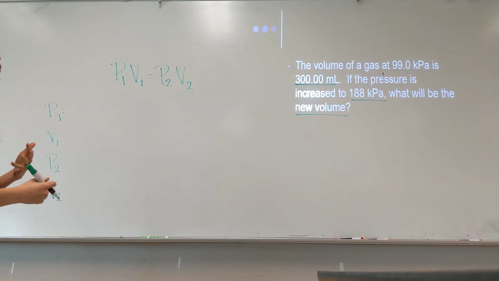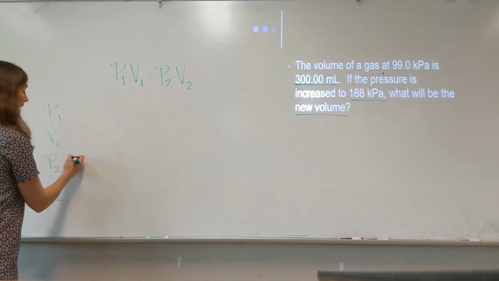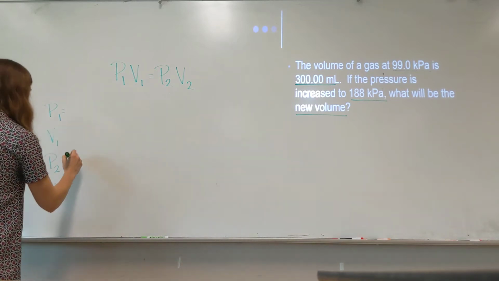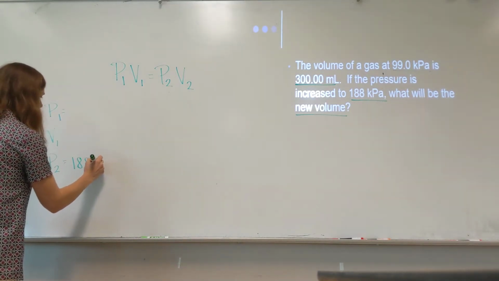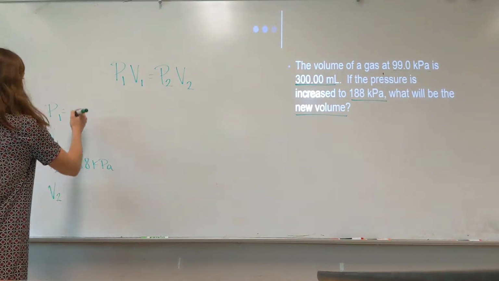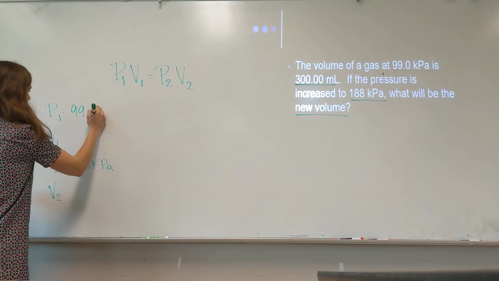P1, it says the volume of a gas at 99 kPa is 300 milliliters. Then it tells me pressure increases. Okay, so that tells me that my P2, because it tells me that it's increasing, is 188 kPa. So that tells me that my P1 is 99 kPa.